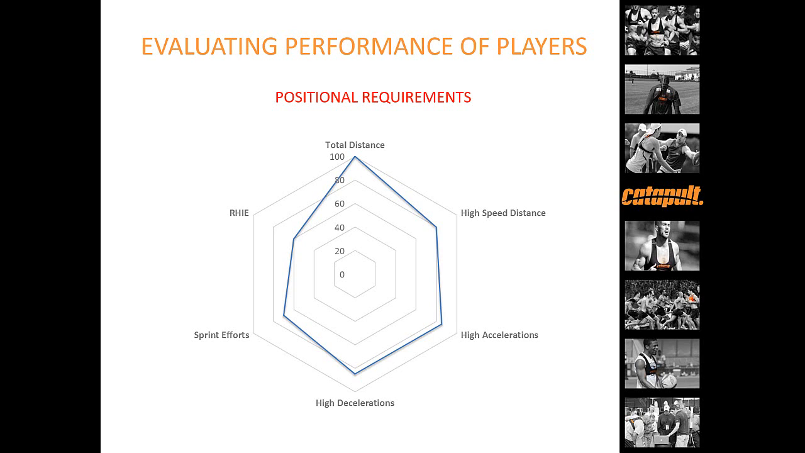So then in terms of positional requirements, it's quite useful to select certain variables that might be highly relevant for each position. We use this example here, a typical spider chart looking at some key variables for certain defensive positions: sprint efforts, accelerations and decelerations, high speed distance, total distance, and also repeated high intensity efforts. If you look at your players, they need to have a certain requirement to play each position.